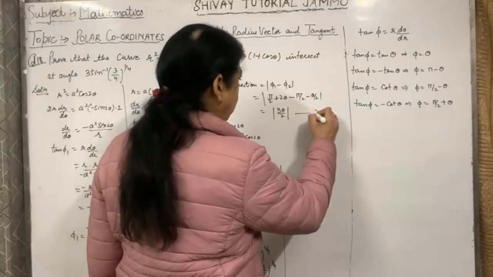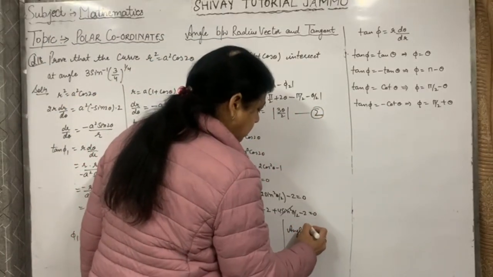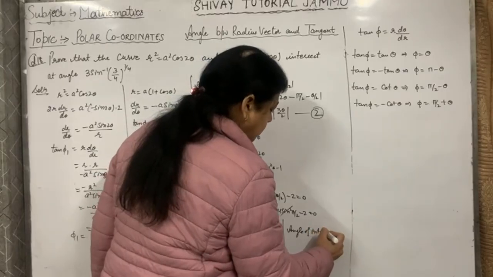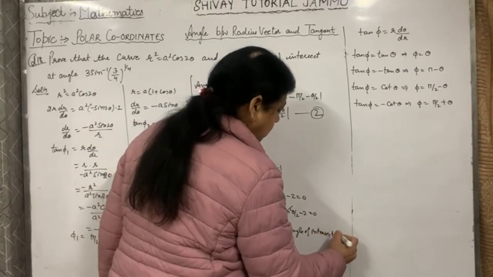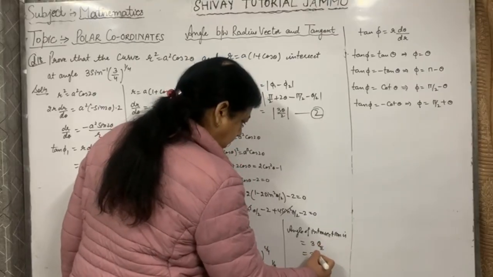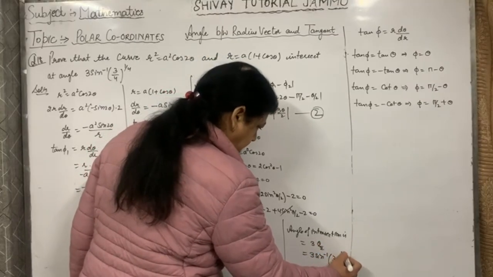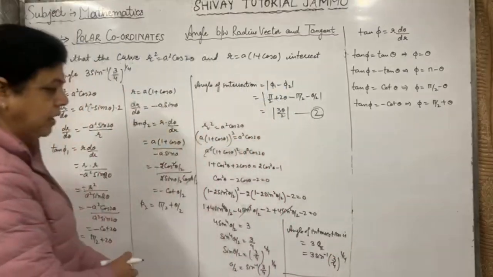Putting in 2, so angle of intersection is 3 theta by 2, that is 3 sine inverse 3 by 4 power 1 by 4, and this we have to prove.